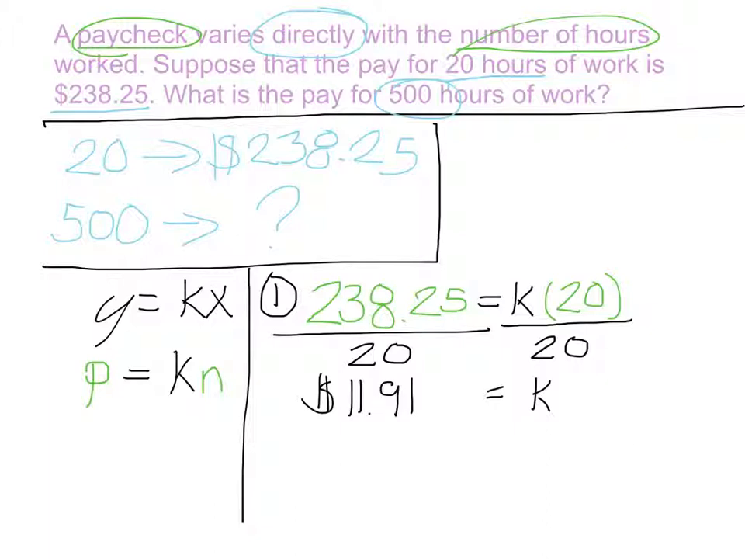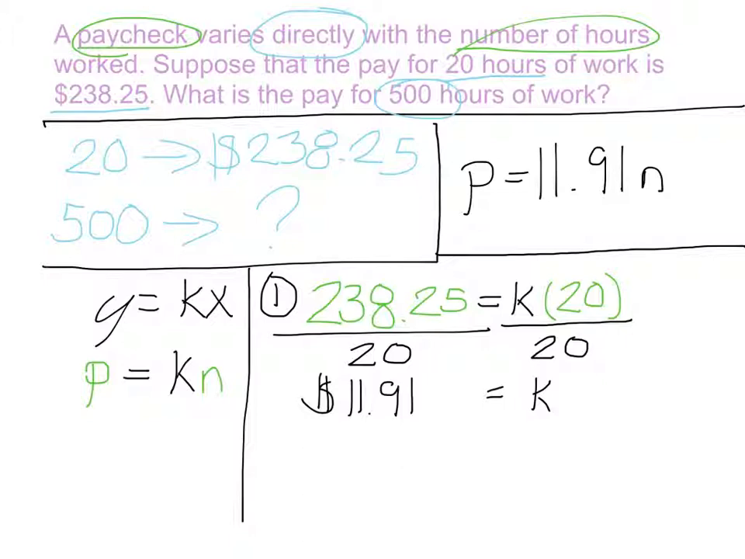And it means different things depending upon the real world context that you're referring to. In this case, my constant of variation k means the hourly rate that I get paid. I get $11.91 an hour based upon the fact that when I had worked 20 hours, I had made $238.25. So now I have an equation relating the money that I make and the number of hours that I work. And that's going to be P equal to $11.91 times the number of hours that I work in.